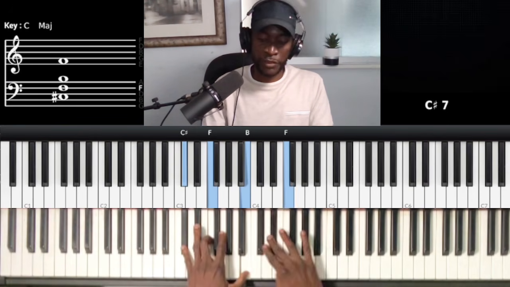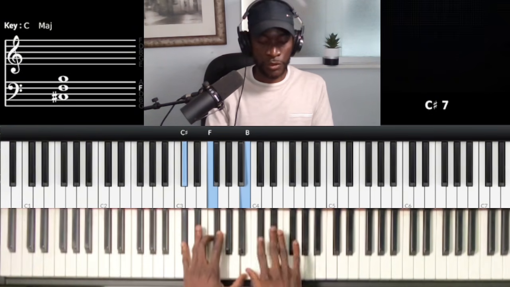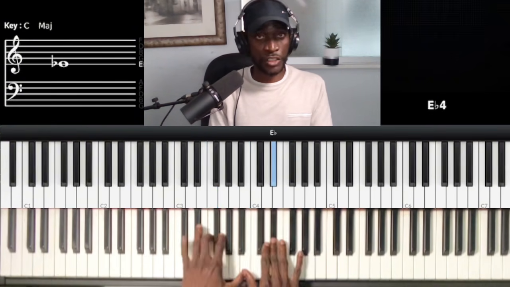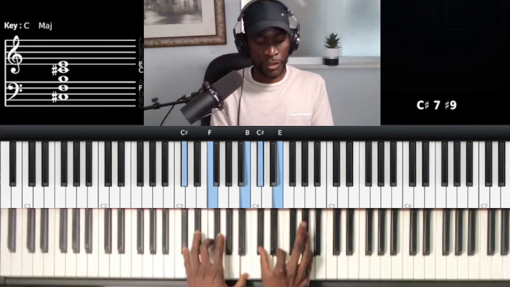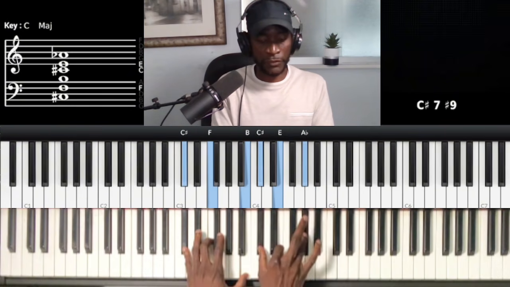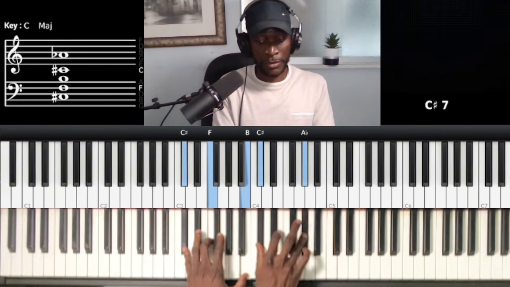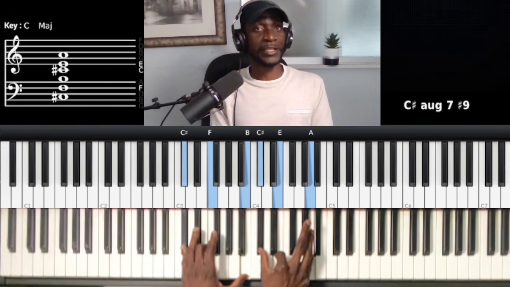Look at this. 1, 2, 3, 4, 5, 6, 7, 1. This is C dominant 7, right? So this is the 9th of C sharp, right? So remember I did this. So the 9, this is sharp 9. And this is the 5th of the key of C sharp. So sharp 9. You get it, right?